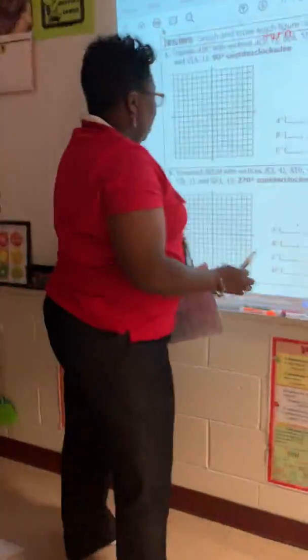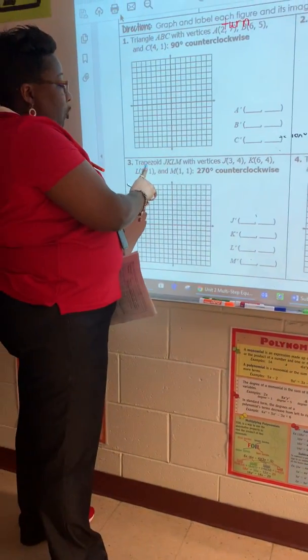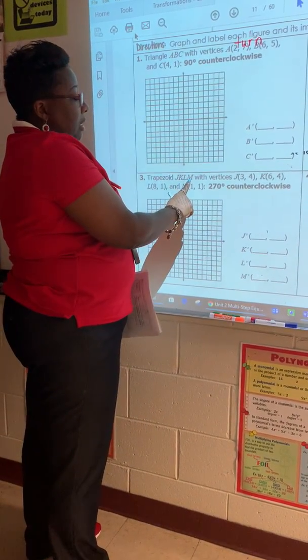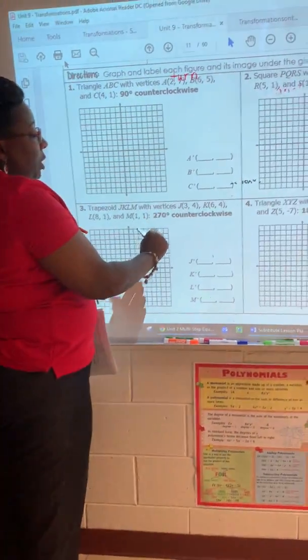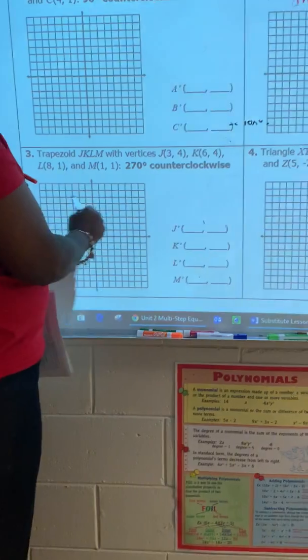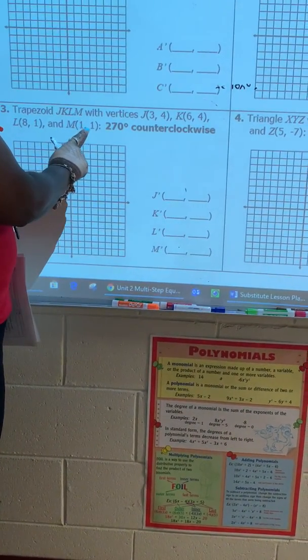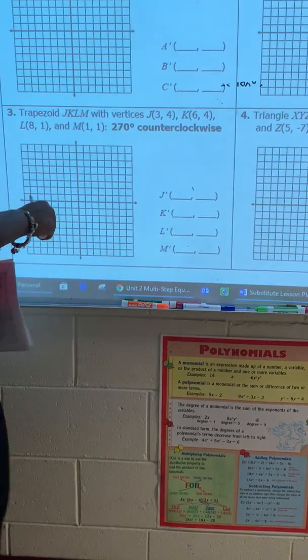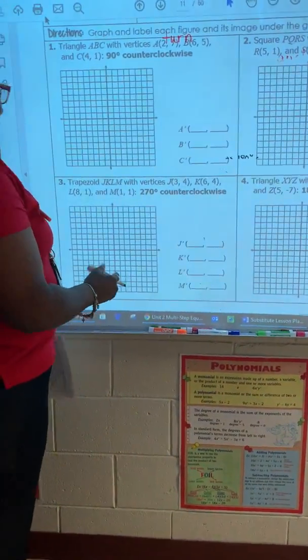Here we have 270 degrees clockwise. We have trapezoid JKLM with vertices J is 3, 4. K is 6, 4. L is 8, 1. And M is 1, 1. So the first thing I want to do is graph trapezoid JKLM.